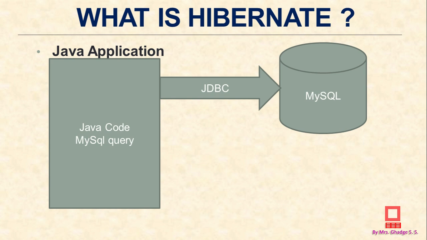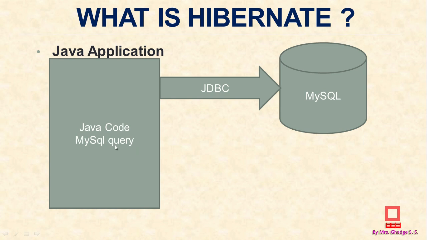Here is one simple application I have written. Suppose we have one Java application, and in that Java code a MySQL query is written. That means the database that we are going to use at the backend is the MySQL database. That's why we need to write a MySQL query in the Java code. For that we are using a JDBC connection and accessing the MySQL database. That means a database specific query is used in this Java application.